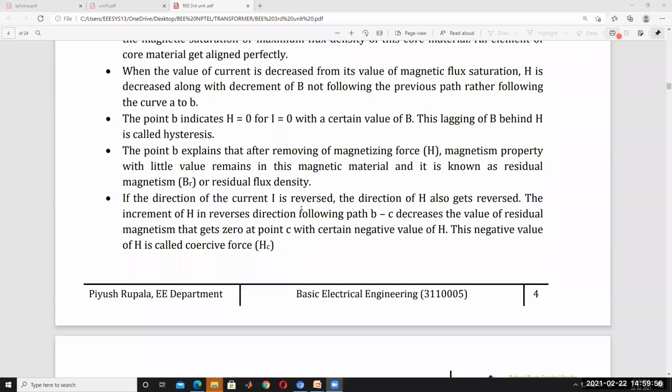The direction of the current I is reversed. The direction of the flux H is also reversed. The increment in H in the reverse direction, following the path B to C, decreases the value of residual magnetism until it becomes 0 at point C, at a certain negative value of H. This negative value of H is called the coercive force HC.